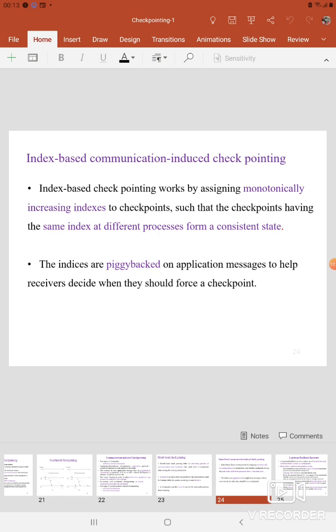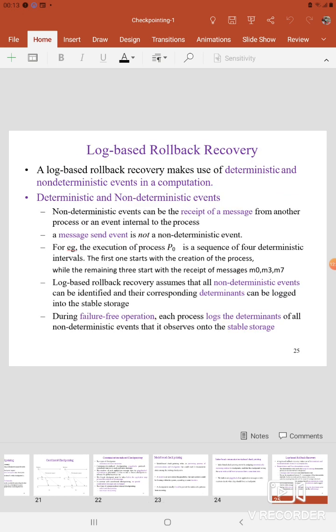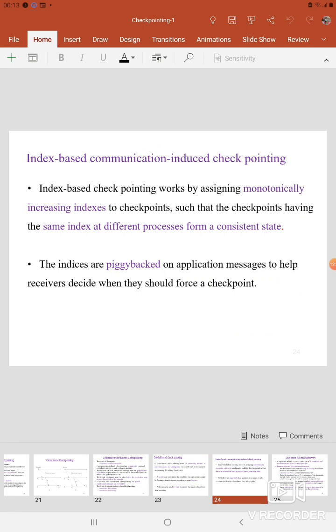Whenever the checkpoint is recorded by the processes, you have to increment the index value automatically. These indexes are attached to the application messages, and using these, the receiver decides whether it needs to take a checkpoint or not. So that's about communication induced checkpointing.